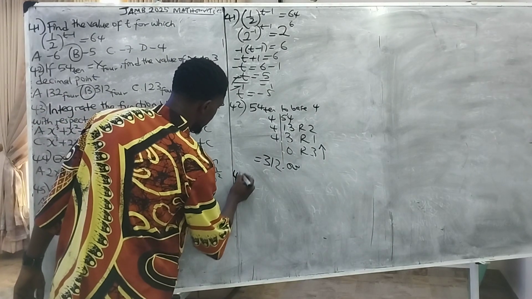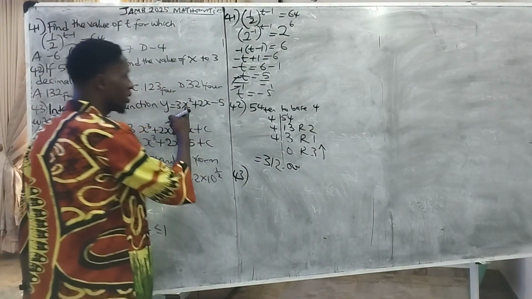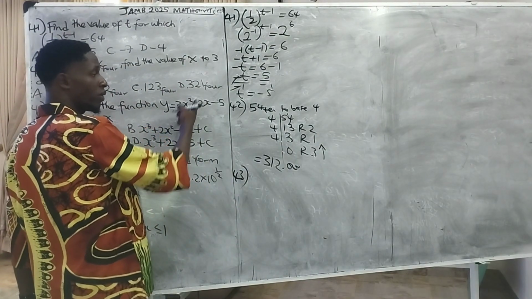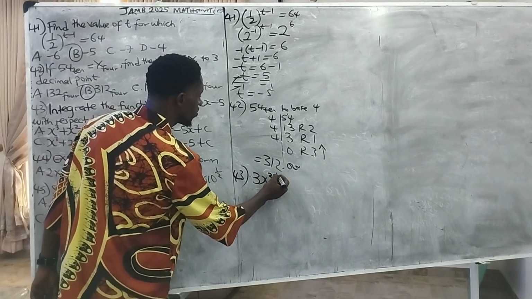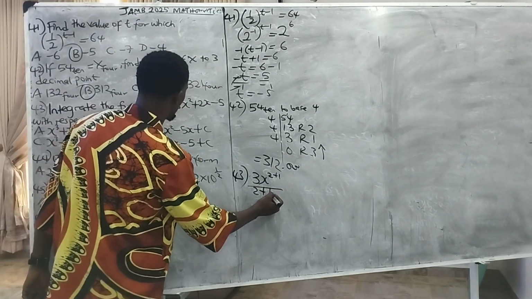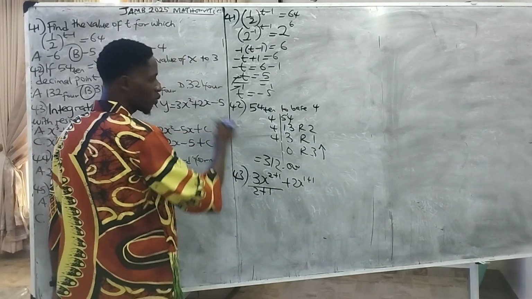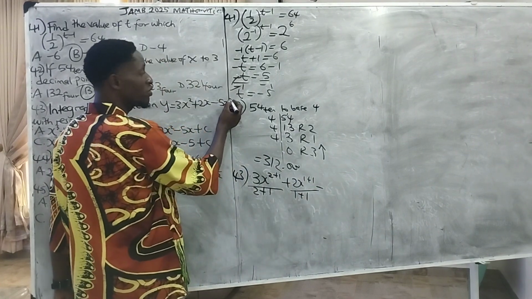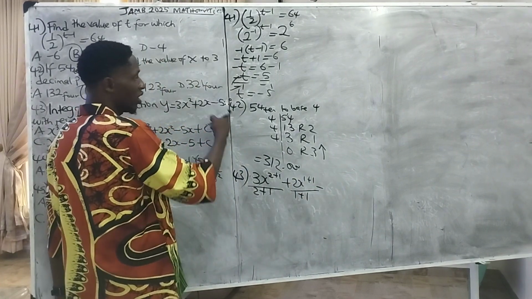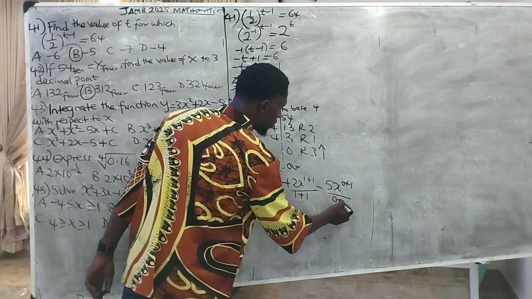Number 43. We have to integrate the function y. So to integrate, remember you add 1 to the power and divide by the new power. So we have 3x raised to the power of 2 plus 1 over 2 plus 1, plus 2x to the power of 1 plus 1 over 1 plus 1, minus 5. This is like x raised to the power of 0, invisible, but x to the power of 0 is there. So we have minus 5x raised to the power of 0 plus 1 over 0 plus 1.